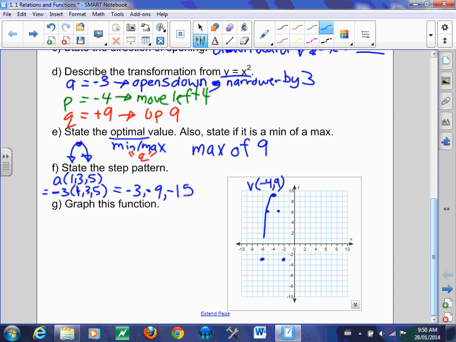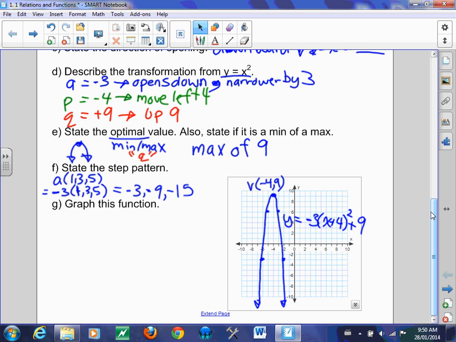Okay. Notice, ladies and gentlemen, how much more narrow this parabola is than the parent or base function. It's because we're taking it and stretching it 3 times its normal width. Okay, and let's put our equation on: y = -3(x + 4)² + 9. All right, ladies and gentlemen, that's our warm-ups.